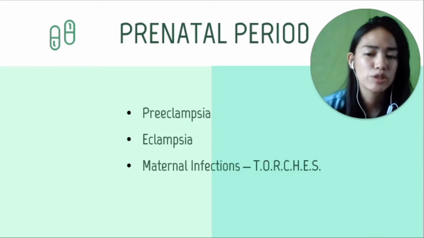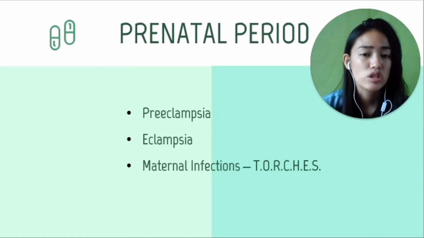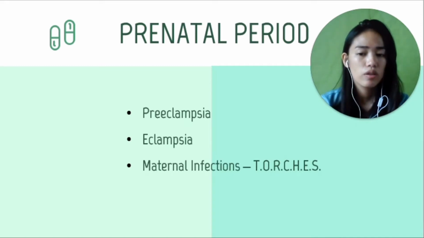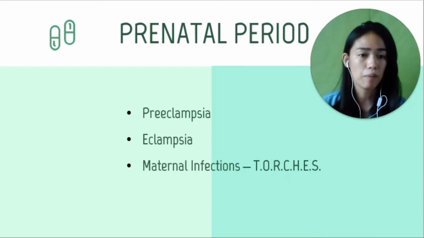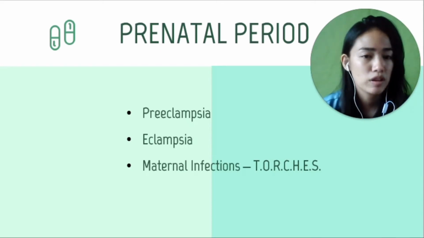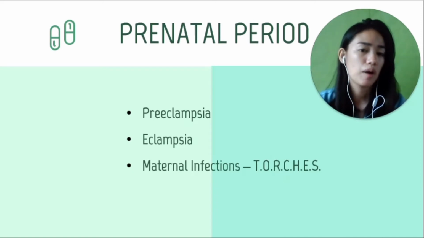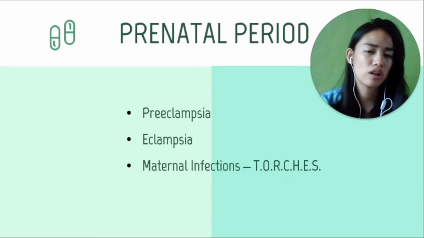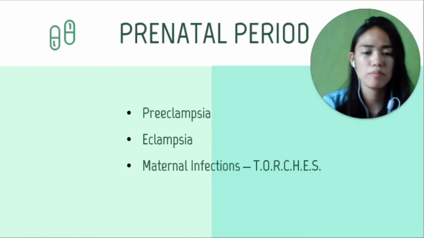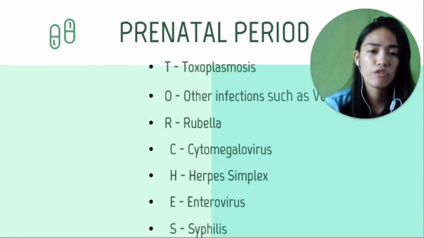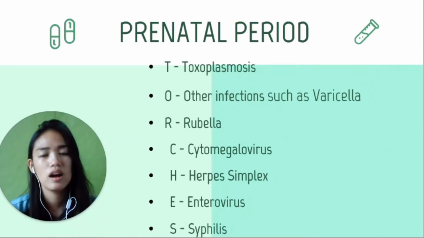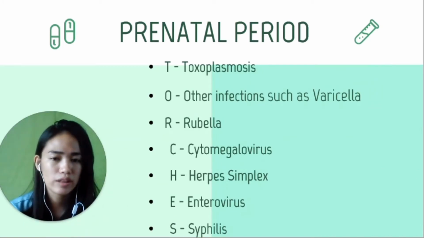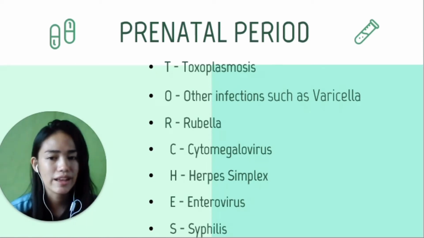We also have eclampsia, which has similar characteristics to preeclampsia. However, during eclampsia, the mother experiences convulsions and possible coma. And then next, we have maternal infections, for which we have a mnemonic called TORCHES. Let's go into them one by one. For T, we have toxoplasmosis. O, other infections such as varicella. R for rubella. C for cytomegalovirus. H for herpes simplex. E for enterovirus, and S for syphilis.